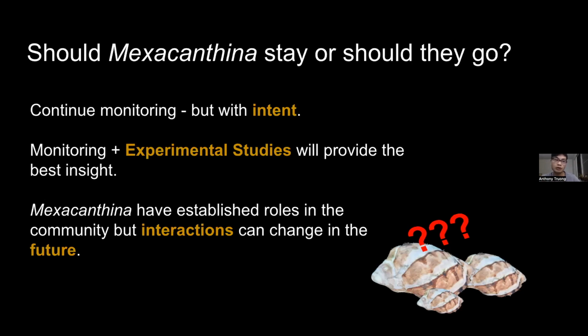So while maybe an unsatisfactory answer, it really is that it depends and that we really need more information on these little guys. As far as whether or not they should stay or should they go, my best foot forward is that we don't pull them out and do anything of that sort of nature, but we continue monitoring them and see what happens from there.